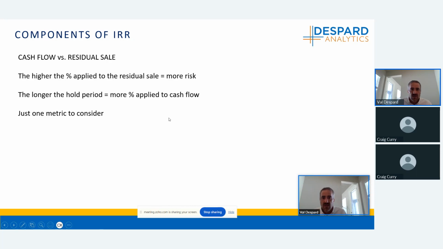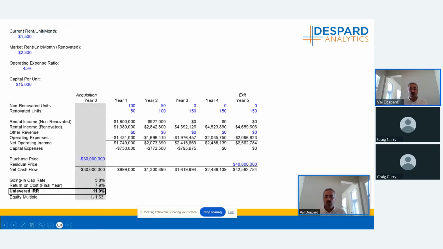One calculation I didn't show here, but when you're doing the unlevered IRRs, you can take this 11%, use it as a discount rate, and apply it to the residual sale, and then apply it to the cash flows. So you see what percentage of that 11% IRR is from cash flows versus your residual sale. It shows you the risk in achieving that IRR.